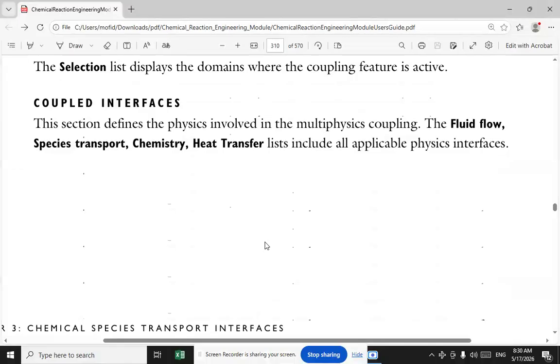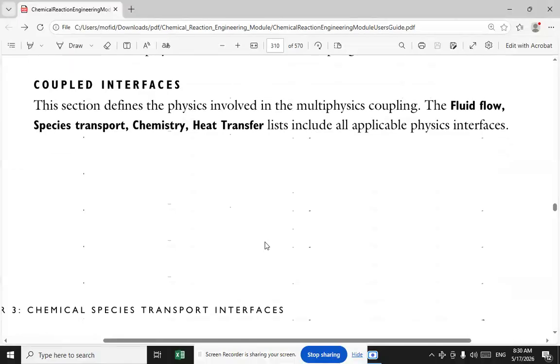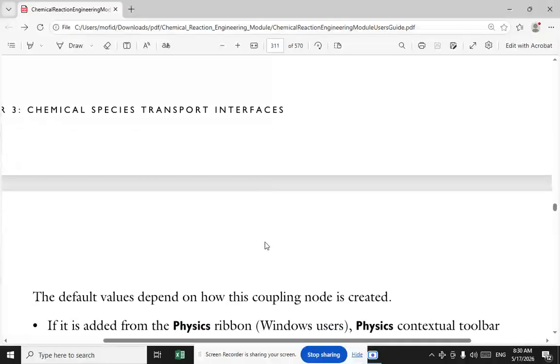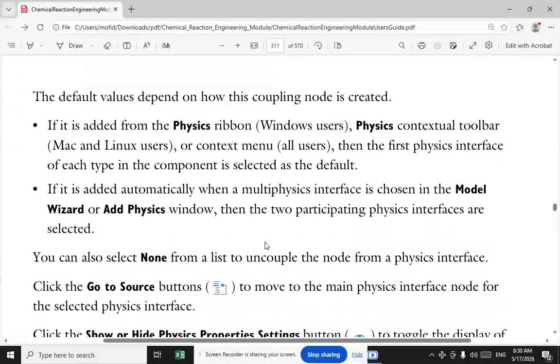Coupled interfaces. This section defines the physics involved in the multiphysics coupling: the fluid flow, species transport, chemistry, and heat transfer. Lists include all applicable physics interfaces. The default value depends on how this coupling node is created. If it is added from the physics ribbon (Windows users), physics contextual toolbar (Mac or Linux users), or context menu for all users, the first physics interface of each type in the component is selected as the default.